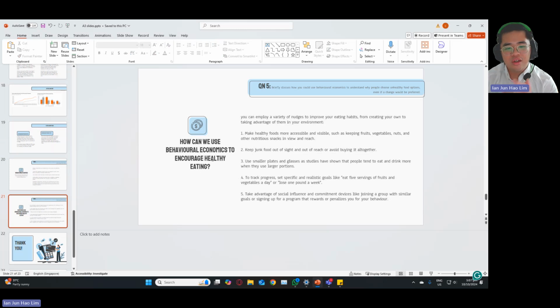To encourage healthy eating, firstly, you can make healthy foods more accessible and keep unhealthy food out of sight. We can use smaller plates rather than bigger plates, so that it gives the illusion they're eating more. And also, the last one is to take advantage of peer pressure and social groups to pressure yourself to eat healthily. So thank you.